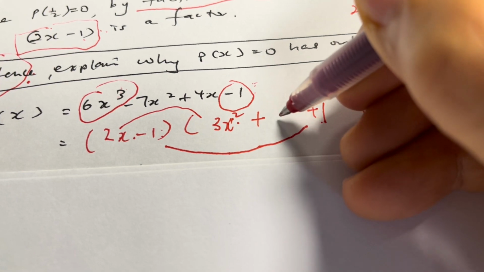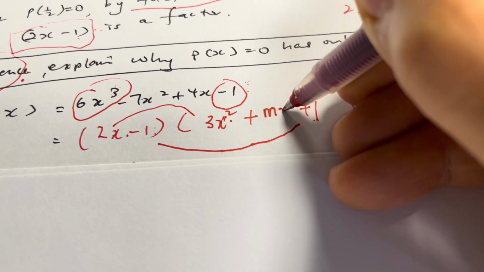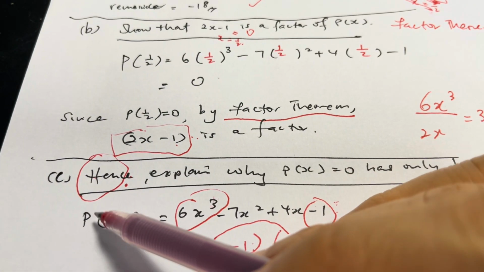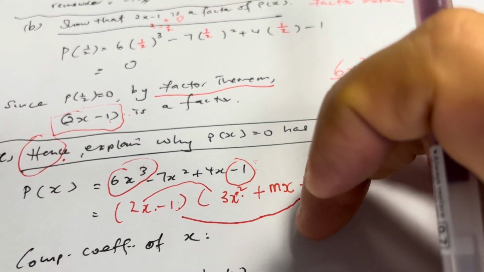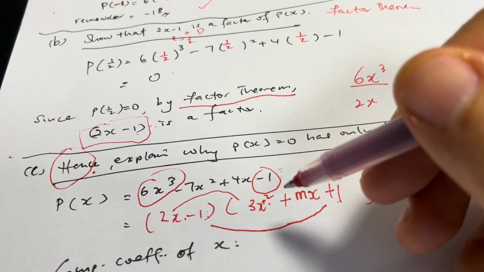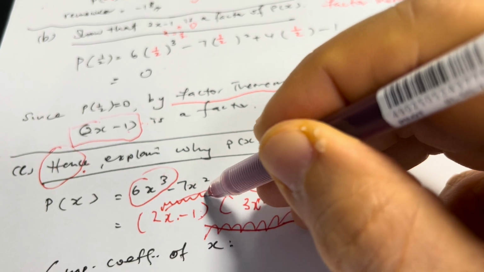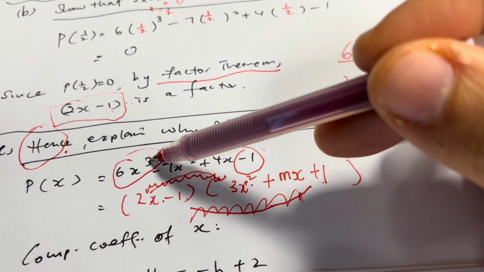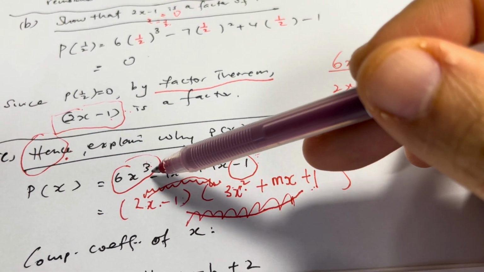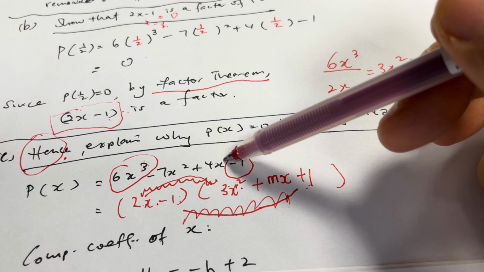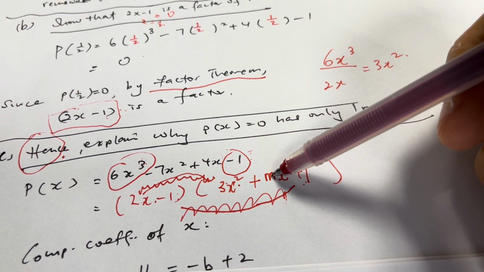So you have to write here bx, but as I mentioned, you don't have to use b, you can use m or p, or don't use p because there is a p here already. Use any other letter. Then your job now is to compare coefficients in order to find the value of m. Now, I've already used this to find this. I've already used this to find this. So I can now only use this or this coefficient. That means the x squared coefficient or the x coefficient to find the unknown m.